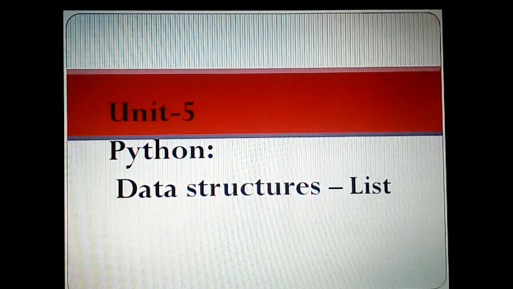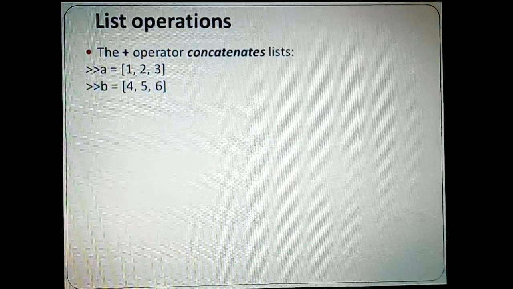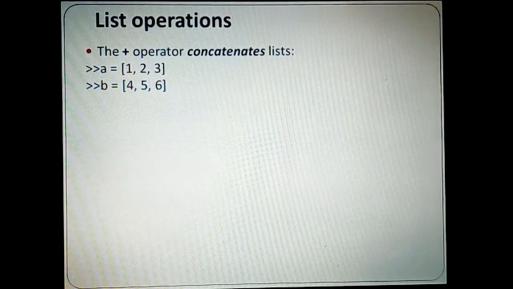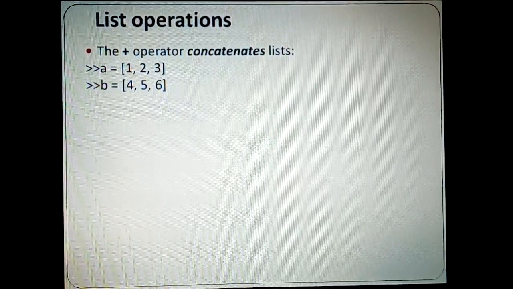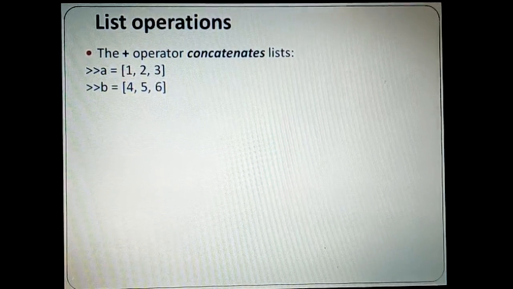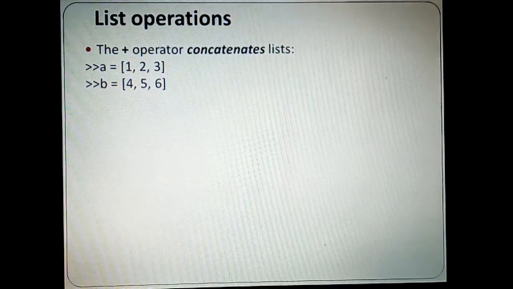So let us get started with today's session on list operations. Now the operation, in the sense we have two operators which can be applied here. One is plus, another is the asterisk. The plus allows you to concatenate two lists.